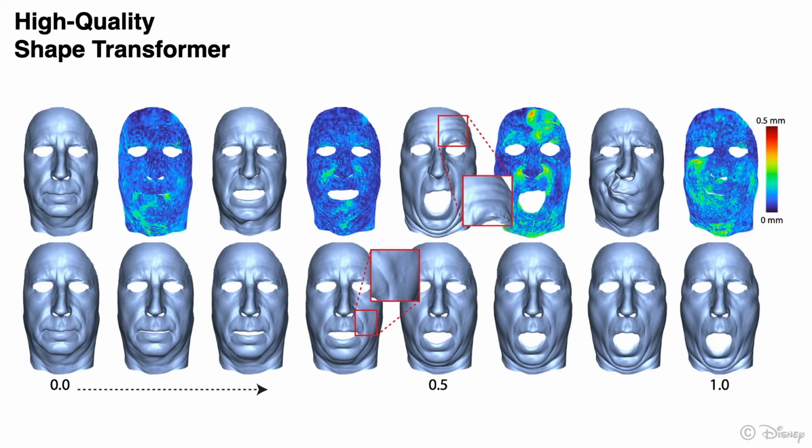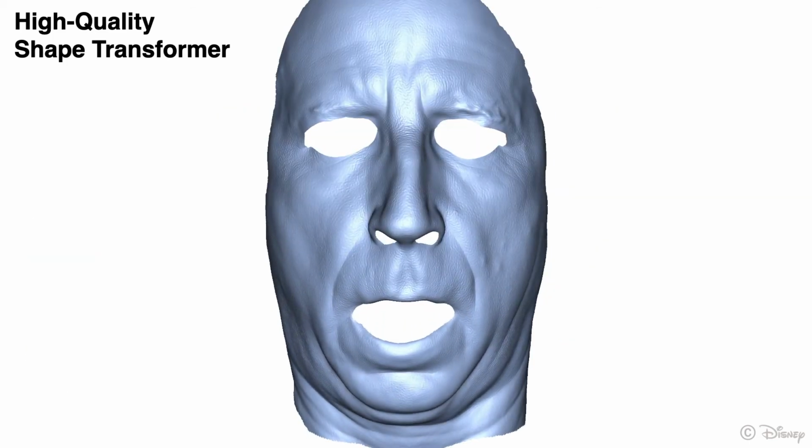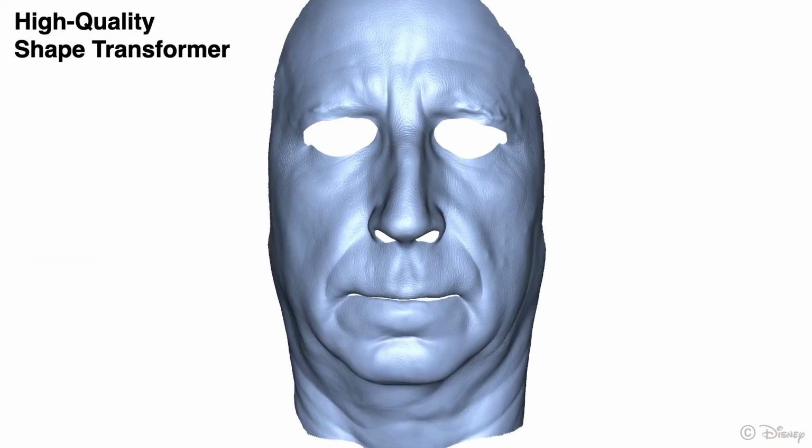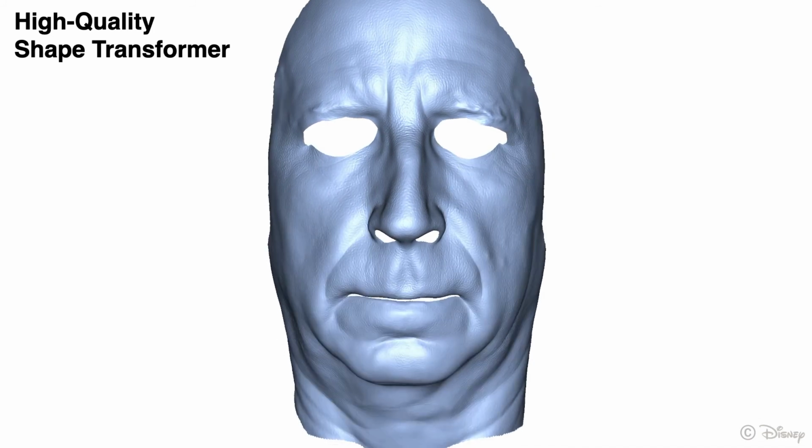Our style-modulated transformer decoder can operate on arbitrarily high-resolution meshes. Here we build an actor-specific model from 24 high-quality scans of a 3D subject, where each shape consists of 500,000 vertices. Not only is the model able to reconstruct the face well, but is also able to smoothly interpolate between the input shapes.